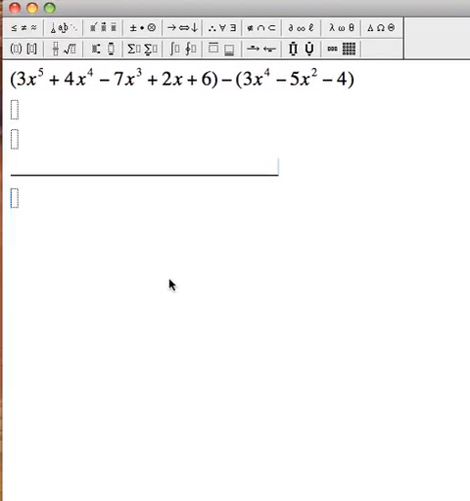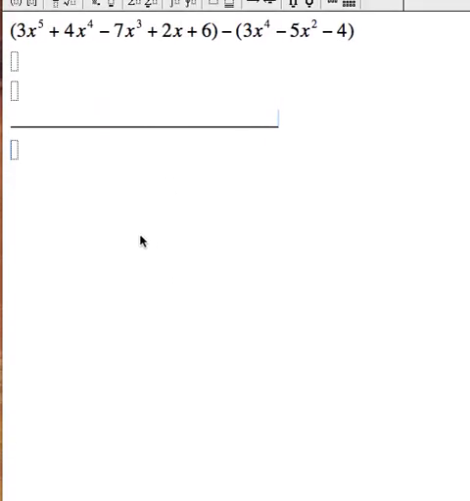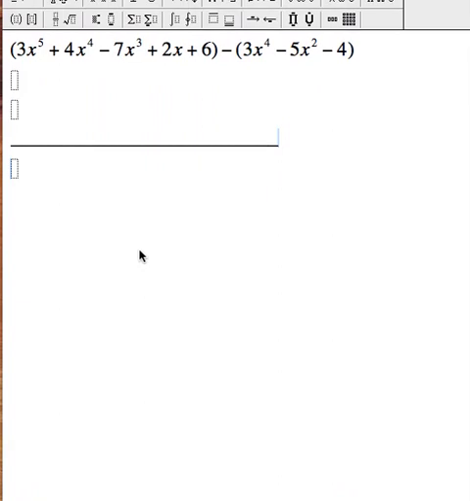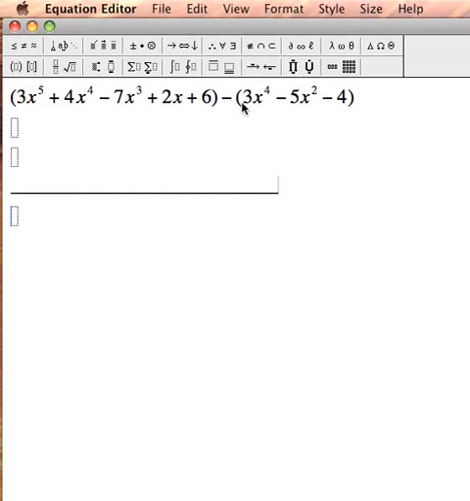Okay, students, now what happens if I am subtracting a polynomial? Well, it's very similar to polynomial addition. The only difference is in polynomial addition, you would have a plus sign in between both parentheses. In polynomial subtraction, you have a negative sign in front of your parentheses.